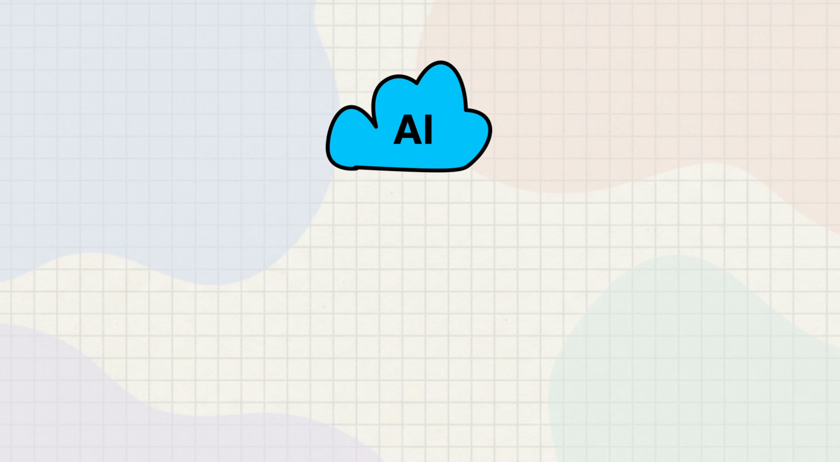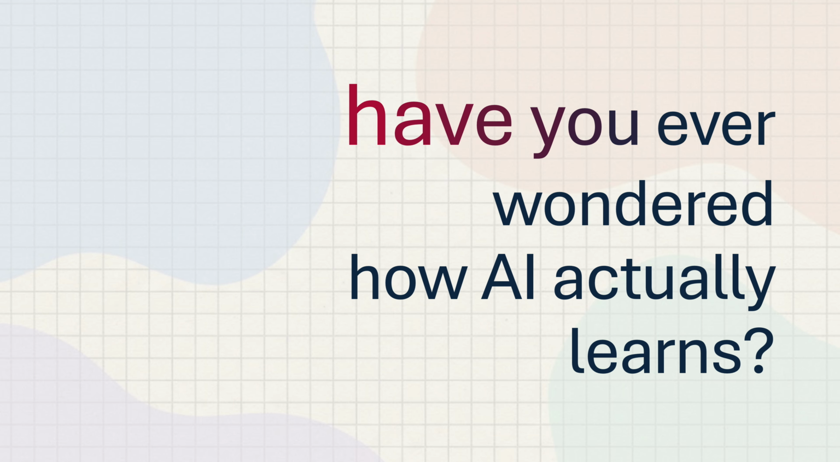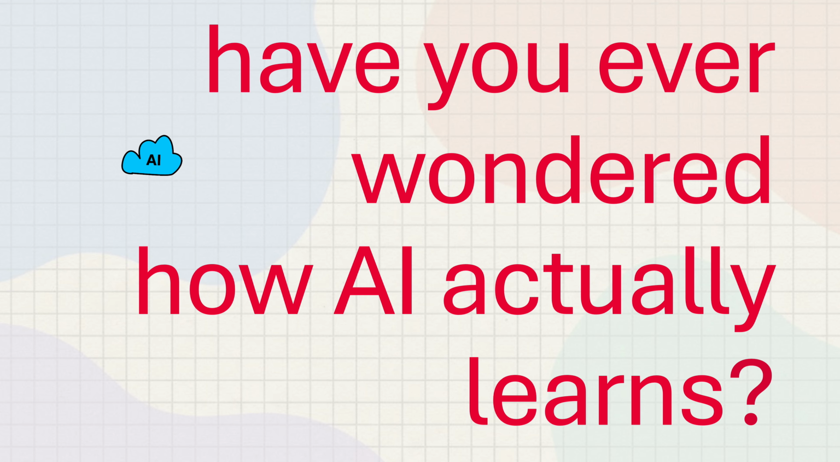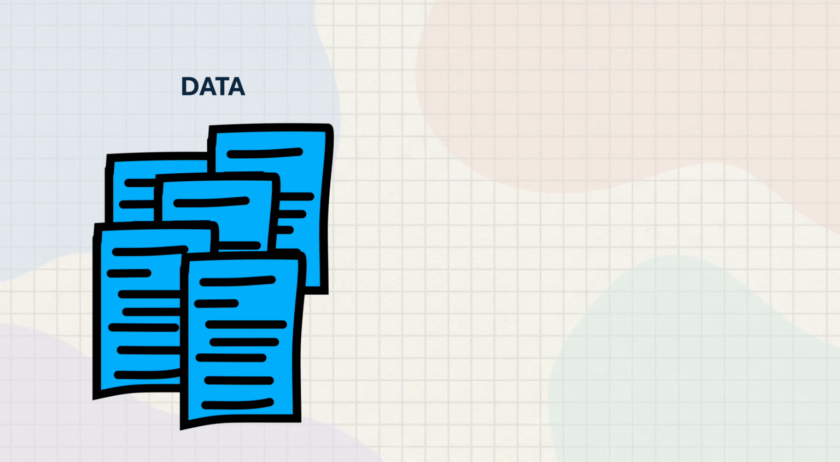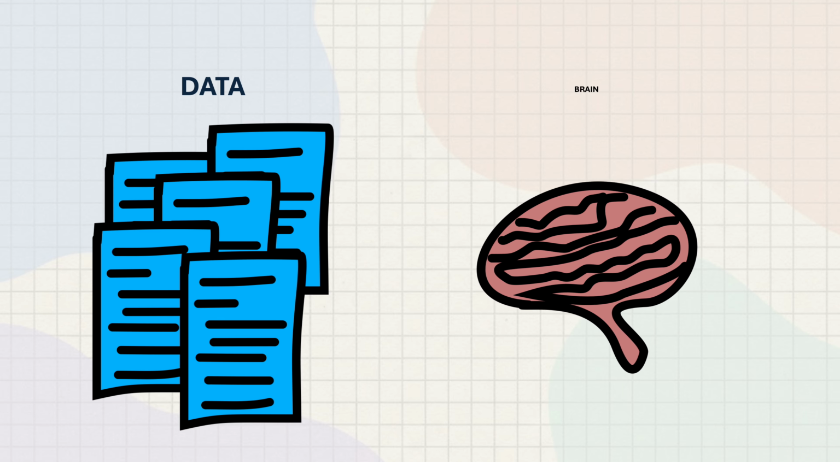Artificial intelligence is everywhere today. It's in our phones, our apps, and even our cars. But have you ever wondered how AI actually learns? In this video, we will break it down simply and understand how AI learns from data, step by step, just like a human brain.